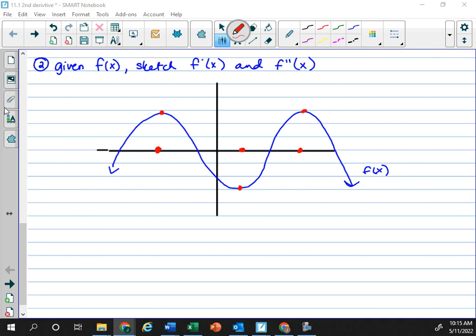Now, when you get to the second derivative, you can either think about the concavity or you can repeat what you just did, only from your first derivative graph. Yeah, I'll give you time.